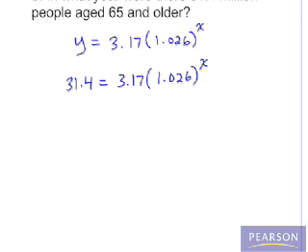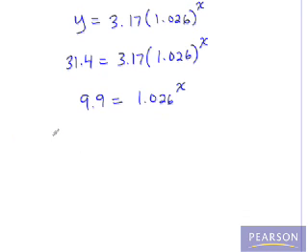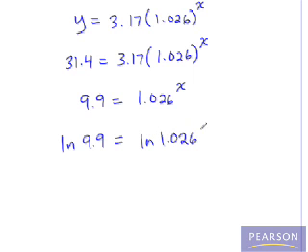And to solve this exponential equation for x, we'll first divide both sides of the equation by 3.17. That gives us 9.9 equals 1.026 to the x power. And in order to get the variable out of the exponent position, we'll now take the natural log of both sides. So we have the natural log of 9.9 equals the natural log of 1.026 to the x power.